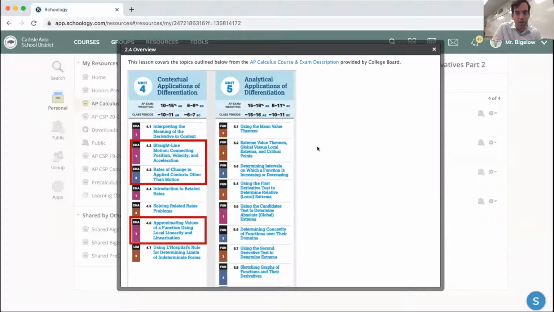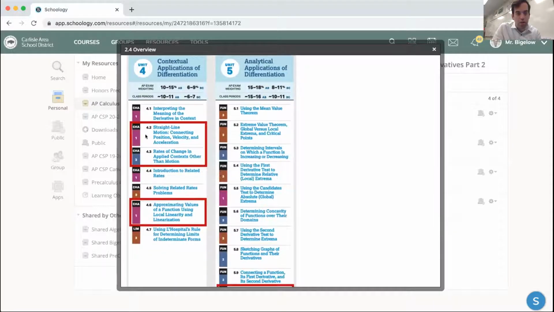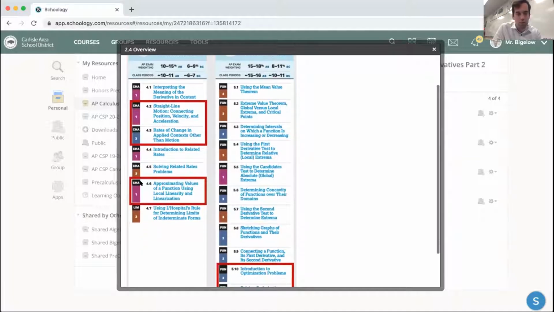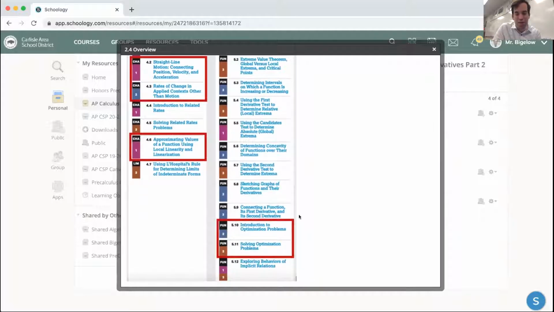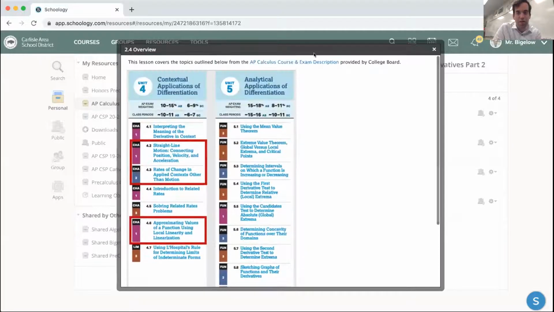If you look at the screen right now, you'll see that in College Board's course description, this is coming from their Unit 4 and Unit 5 from the AB and BC combined outline. So in Unit 4, these two lessons right here are our particle motion lessons. Then in 4.6 is approximation. And then at the end of Unit 5, they have their lessons on optimization. So that's what we're going to be focusing on today. Feel free to check out the exam description if you want information from College Board, but I'm going to pause right here and go ahead and get out the notes.